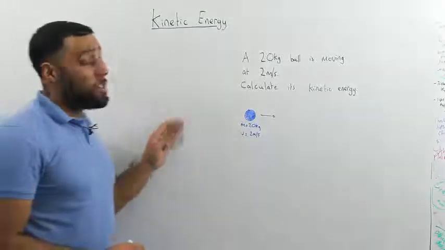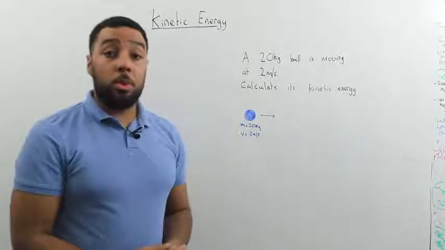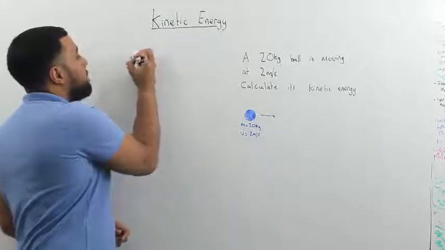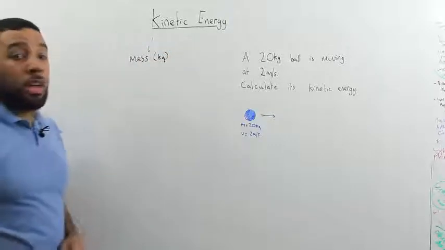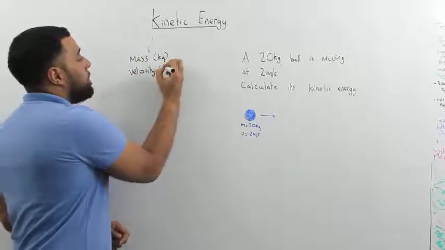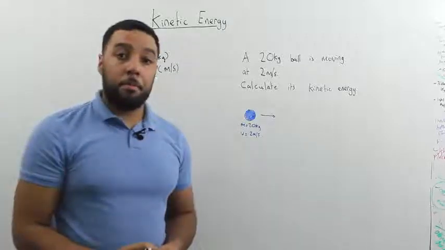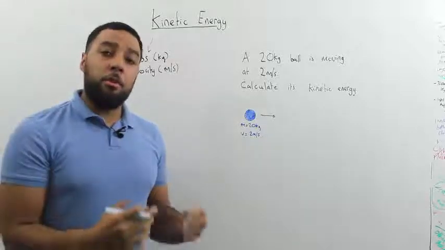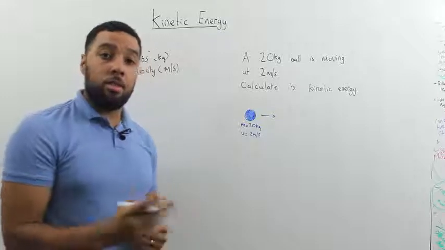Now, kinetic energy is the energy an object has due to its motion, and it all depends on its mass, which is measured in kilograms, and the object's velocity, which is measured in meters per second. This is one of the trickier equations in physics, but if we follow this example, it should make some sense and it should be quite easy to use in your exam.